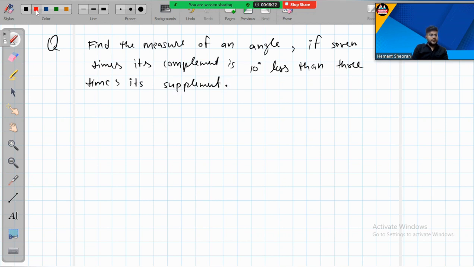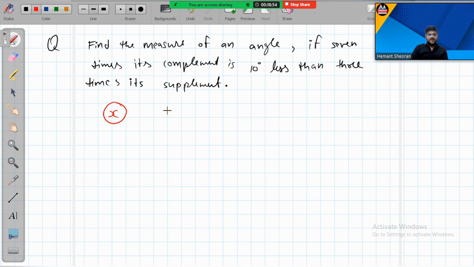What will you do? Did you get the question? I'm going to read it once more. They are saying find the measure of an angle if 7 times its complement is 10 degree less than 3 times its supplement. Let's do whatever he's saying. Firstly, I will assume the angle to be x.